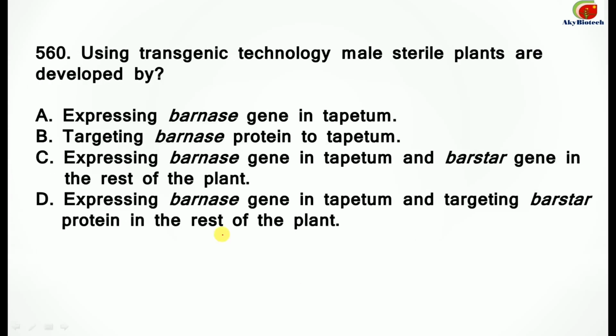Coming up with the last question: using transgenic technology, male sterile plants are developed by. How are the male sterile plants developed? By expressing the Barnase gene in the tapetum. The A part is the correct part. This question is very, very important from the examination point of view. One question always comes from this Barnase, Barstar, and male sterile plants using transgenic technology. So be clear with this question.